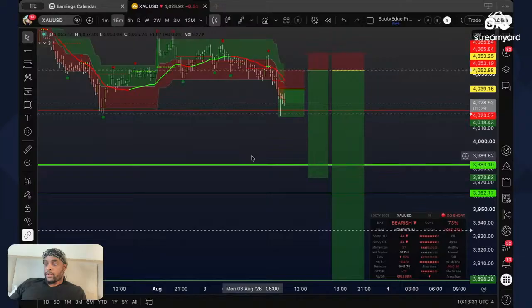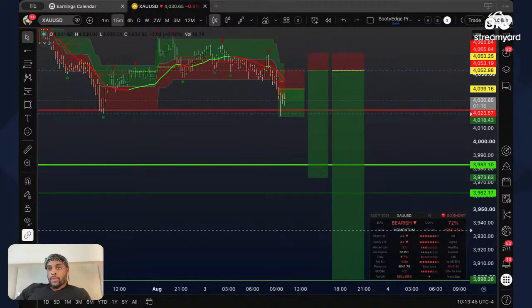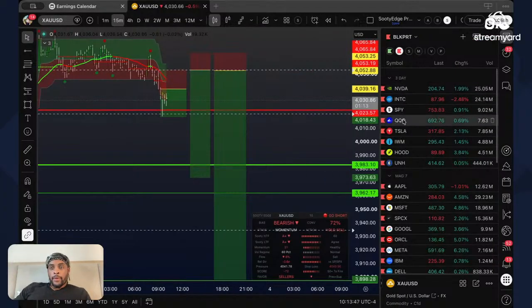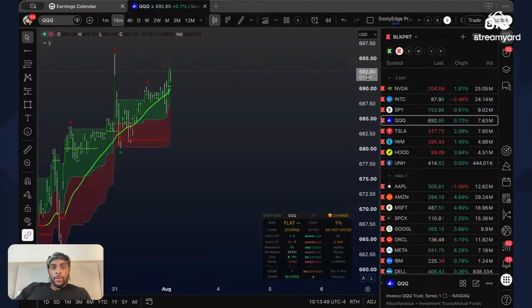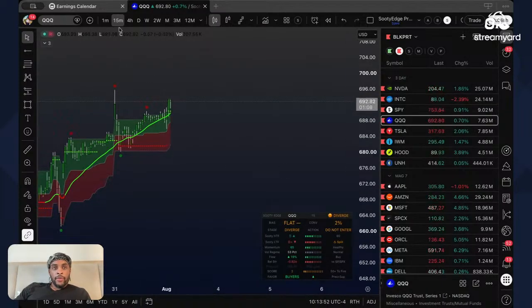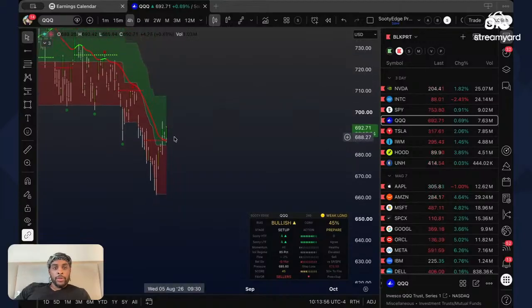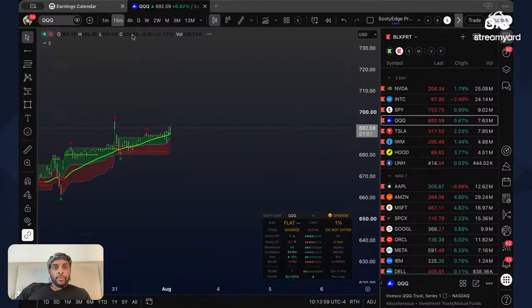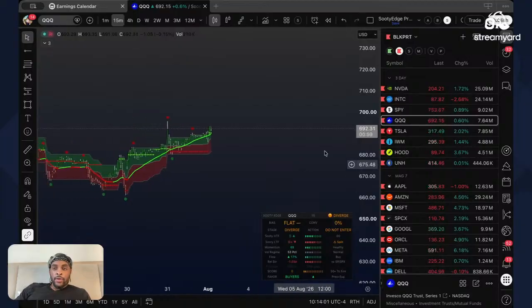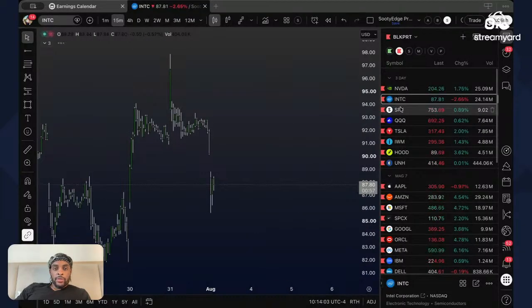I can hop in real fast. QQQ calls. Let's see what QQQ looks like for the call. Okay, 15 green. 4 hour, not so much. My 15 and 4 hour don't agree. I don't like those trades. Those trades are risky.